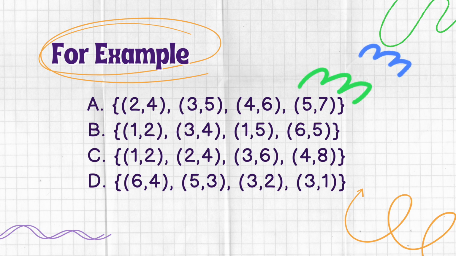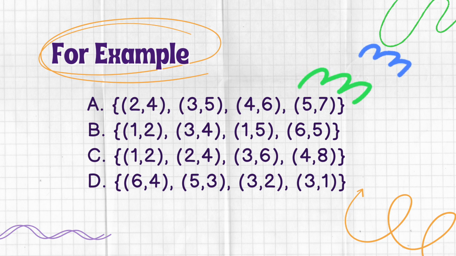For example, (2, 4), (3, 5), (4, 6), (5, 7). So, para ma-identify natin ang domain at range, una muna natin titignan is the first element. The first elements are 2, 3, 4, and 5. So, that is the domain. And the range is 4, 5, 6, 7. Ito naman is range. May naulit ba o na doble? Wala. So, this is a function.